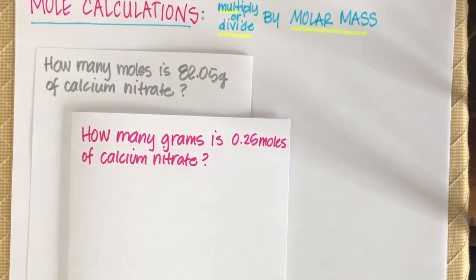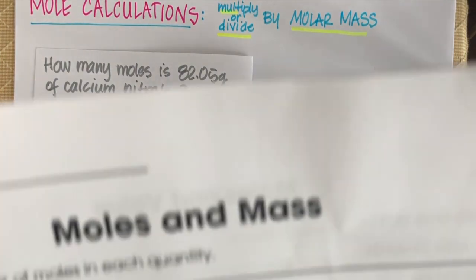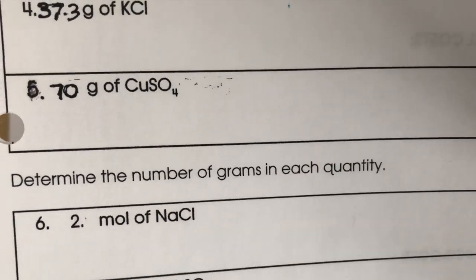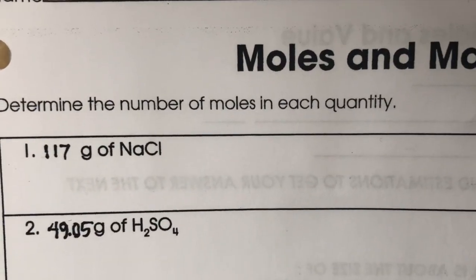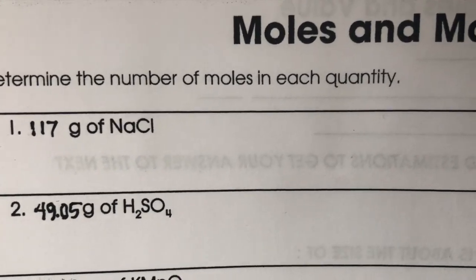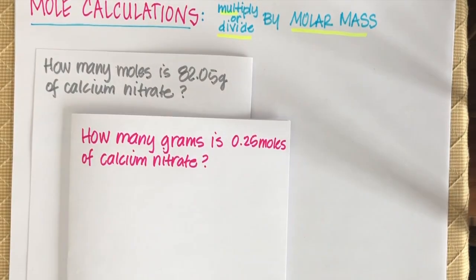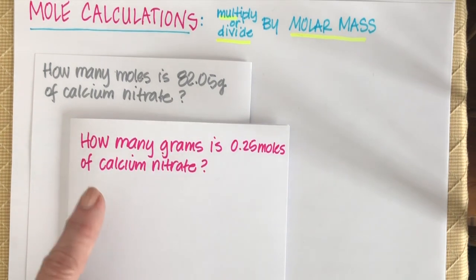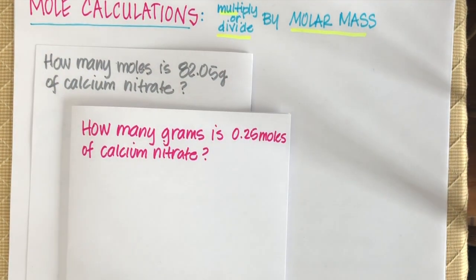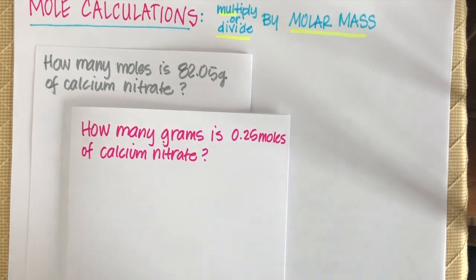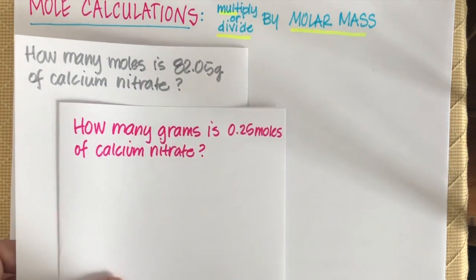How many grams is 0.25 moles of calcium nitrate? And following this lesson, you're going to be able to complete this worksheet for homework. We determine the number of grams in any quantity given to you by moles, or you determine the number of moles in any quantity given to you by grams. So let's get started. To do each of these problems, we need to know the molar mass of calcium nitrate. We might have to multiply or divide by that molar mass. So to get started, let's figure out the molar mass of calcium nitrate.